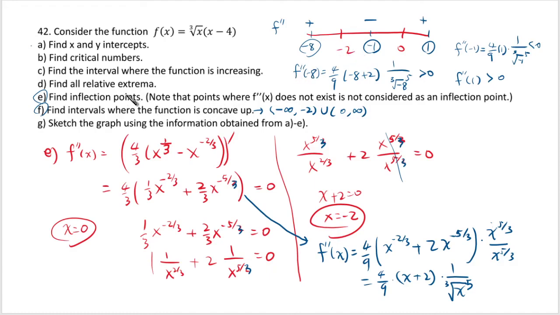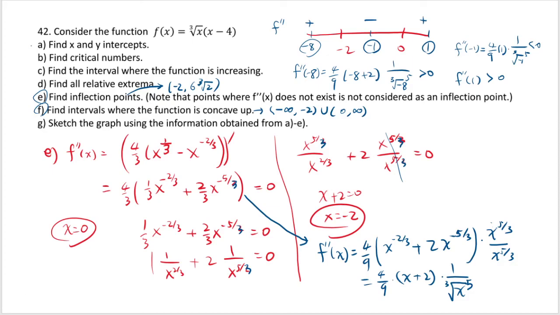So for the inflection point, it's negative 2, comma, and you have to plug in negative 2 here. That's negative 6 times negative, so it's positive. So it's 6 times cube root of 2. So that's your inflection point. That's the only inflection point. And 0 is not an inflection point because f double prime does not exist there.